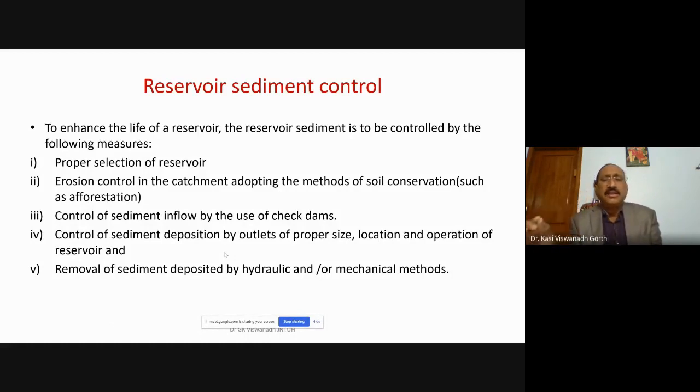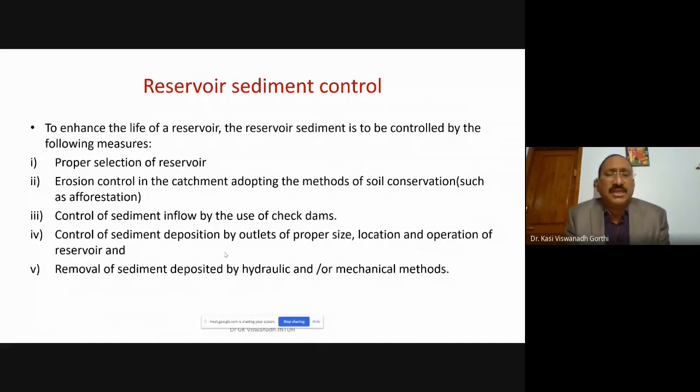And erosion control in the catchment, adopting the methods of soil conservation such as afforestation. This is a very useful measure in terms of reducing or controlling the sediment into the reservoir. How can this be controlled? Because in the upper reaches in the entire catchment area, instead of letting it move freely in the plain areas with higher velocities, try to see that a lot of afforestation is taking place. Because there is a lot of afforestation, the sediment movement will be reduced. However, water flows to the downstream portion, joins the main streams, joins the rivers, finally joins the reservoir. So you are now controlling the sediment.